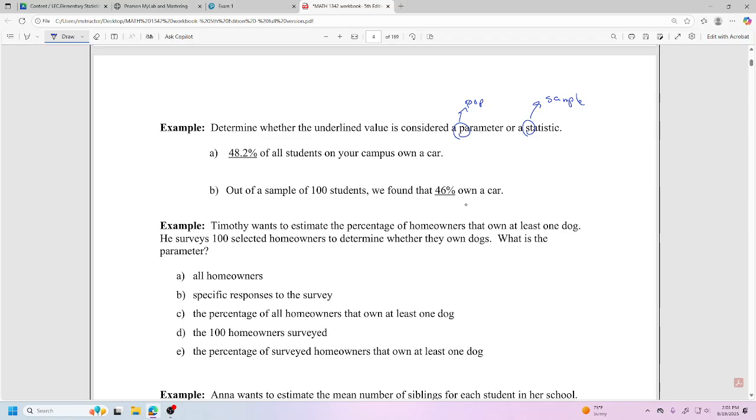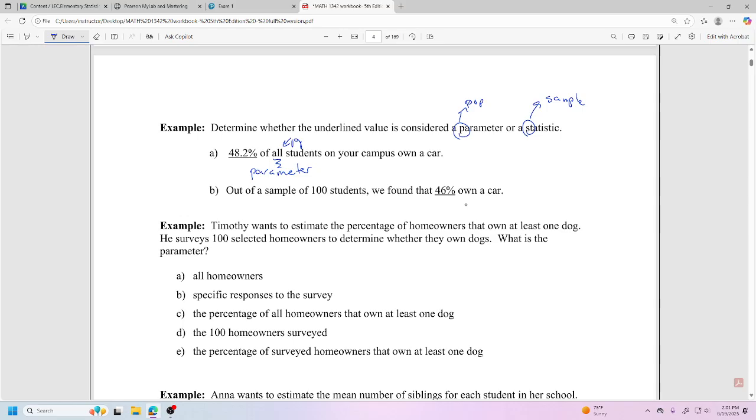So 48.2% of all students own a car. What do we got? Is that population we're looking at? Statistic? It says of all, though. Oh. I'm going to say parameter. Is that what I got over here? I got parameter, yeah. Parameter, because this all is saying population.